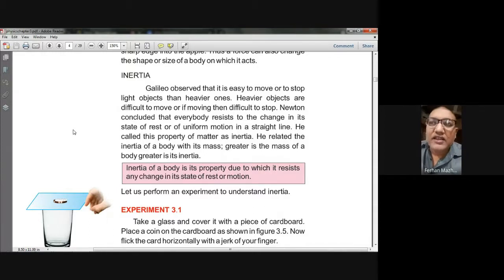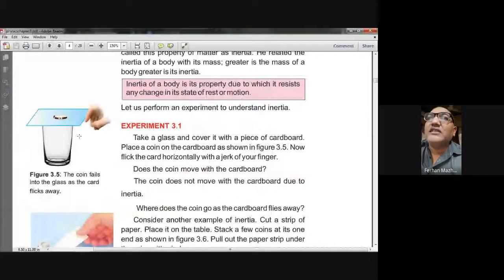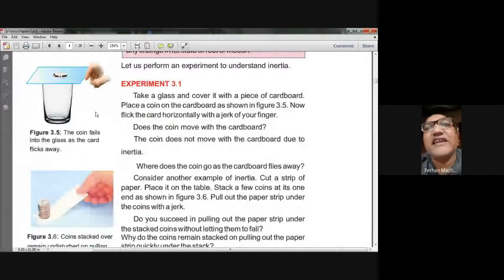Let us perform an experiment to understand inertia. So here we have experiment number one. It says, take a glass and cover it with a piece of cardboard. Place a coin on the cardboard as shown in figure 3.5. Now flick the card. Flick the card horizontally with a jerk of your finger. Does the coin move with the cardboard?